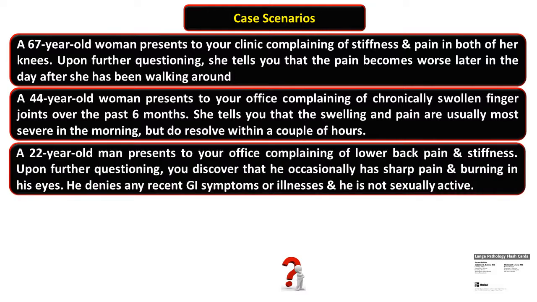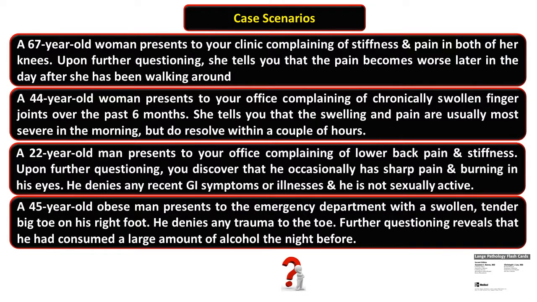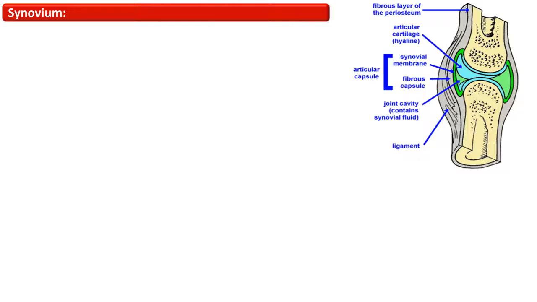Then there is another clinical scenario in which a 22 year old man presents to your office complaining of lower back pain and stiffness. Upon further questioning, you discover that he occasionally has sharp pain and burning in his eyes. He denies any recent GI symptoms or illness and he is not sexually active. Then there is the last case, a 45 year old obese man who presents to the emergency department with a swollen, tender big toe on his right foot. He denies any trauma to the toe. Further questioning reveals that he has consumed a large amount of alcohol the night before.